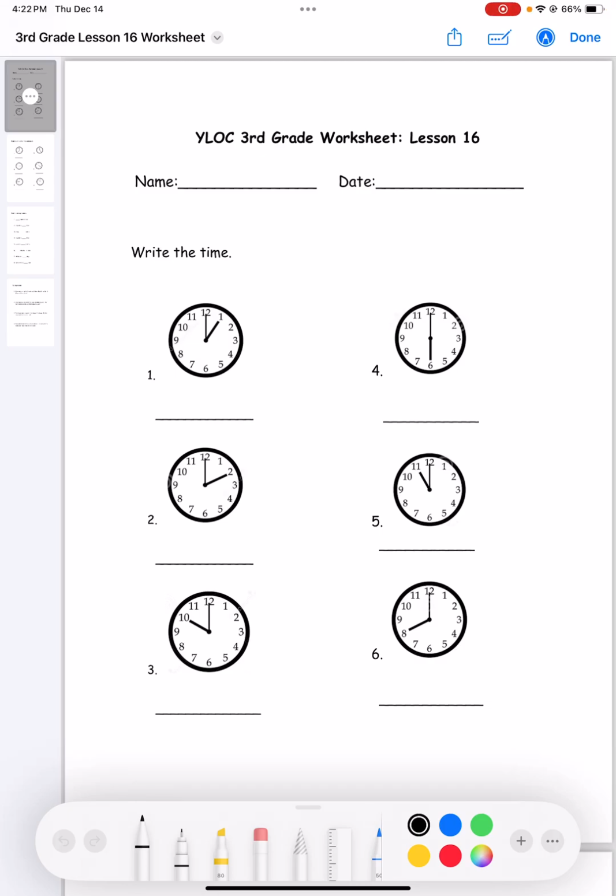Hello, this is lesson 16 for 3rd grade. Today we'll start by writing the time of these clocks.